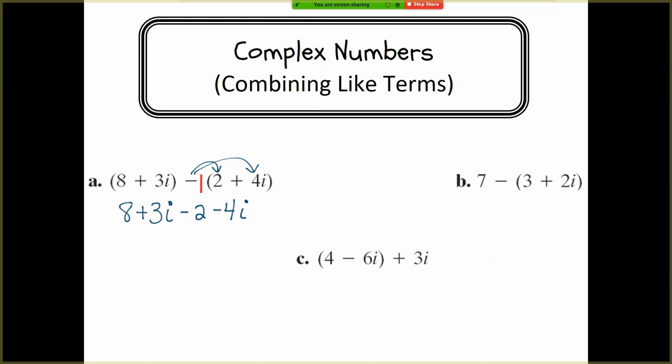So for the first one, I distributed that -1, which gave me -2 minus 4i. So when I combine, I'm going to combine the 8 minus 2 to get 6, and 3i minus 4i to get minus 1i, or just minus i. And like normal, you don't have to have that 1 in front of your i.